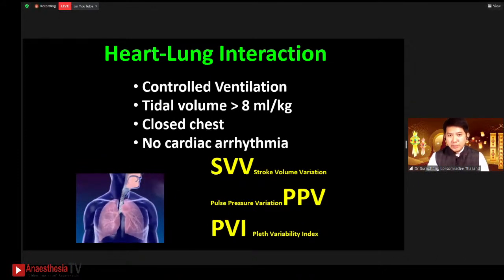And how can we use it during cardiac surgery? Because we have an open chest, the tidal volume may not be enough, and there may be cardiac arrhythmia. We will have a trick to use it in this situation.